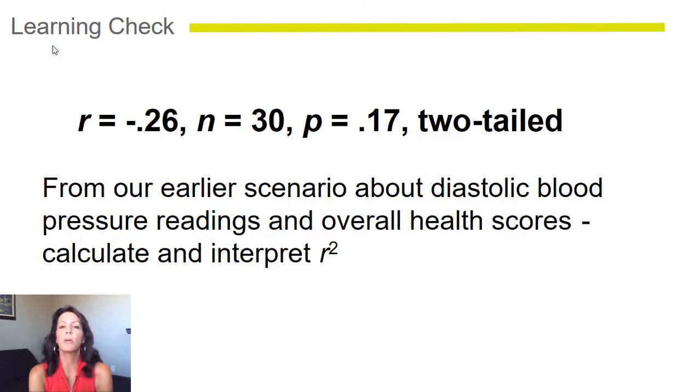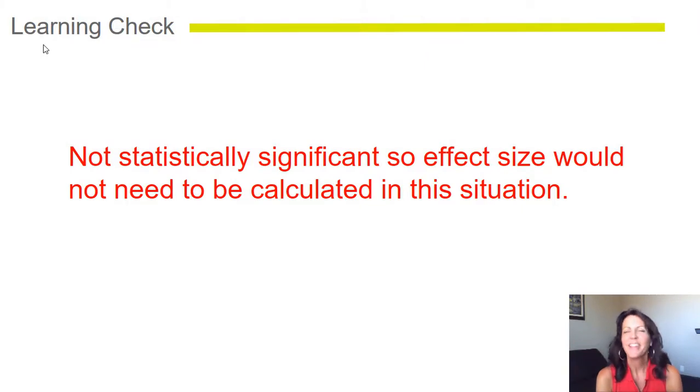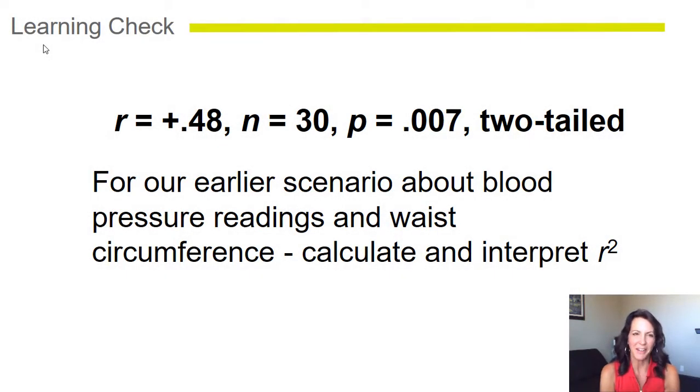So let's take a look at this. We're going to look at our earlier scenario about diastolic blood pressure readings and overall health scores. We're going to calculate and interpret R squared. Well, first let's look and see what we have. We have an R of negative 0.26. There were 30 participants. P was 0.17 and a two-tailed test. You ready? It was a trick. R was not significant, and so no effect size would be calculated in this particular situation. All right, I won't do that to you again.